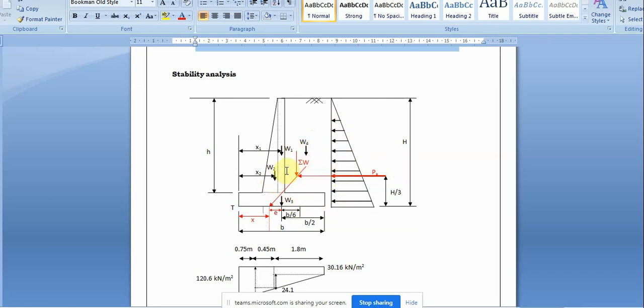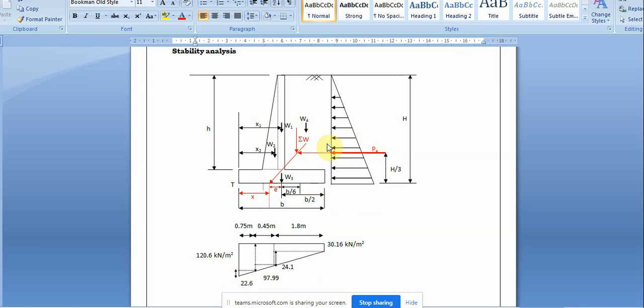So W1, W2, W3, W4. W1 is the stem with the rectangular section. W2 is the stem with the tapering section. W3 is the slab section, the bottom slab. W4 is the backfill above the heel slab. Then comes the horizontal pressure P due to the height. You can see the P value calculated.